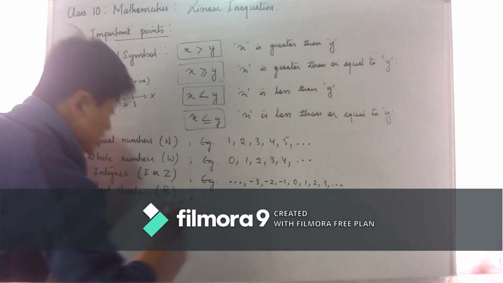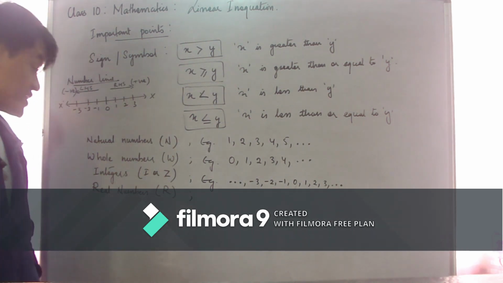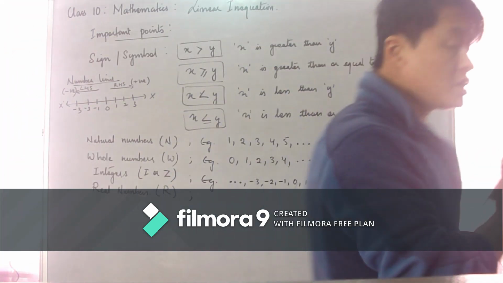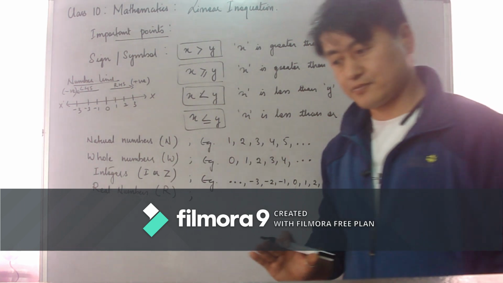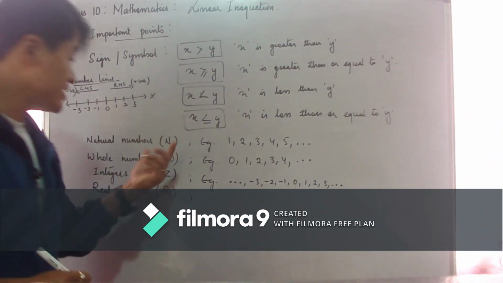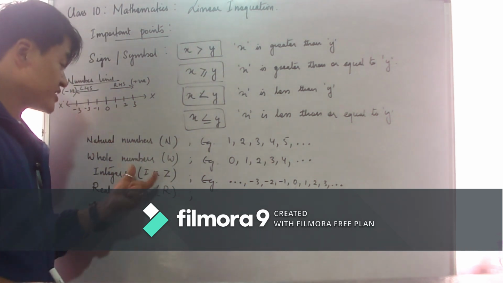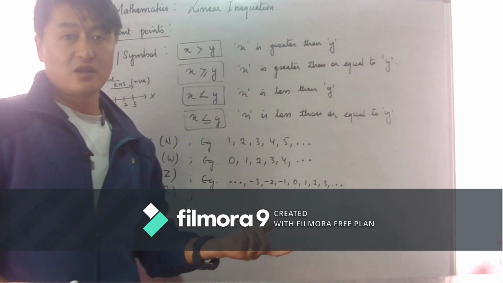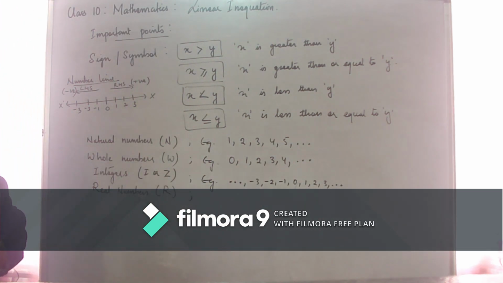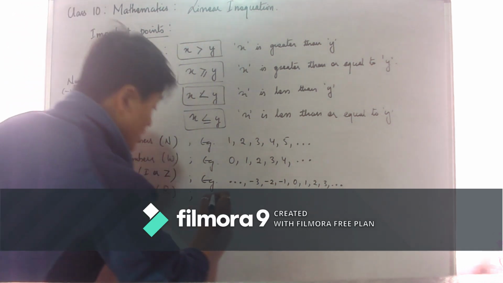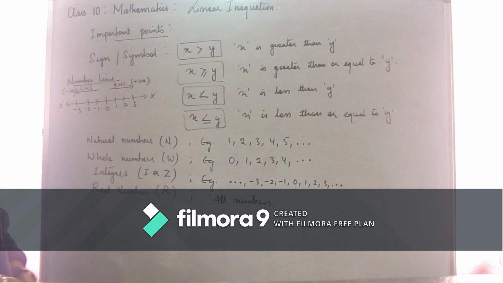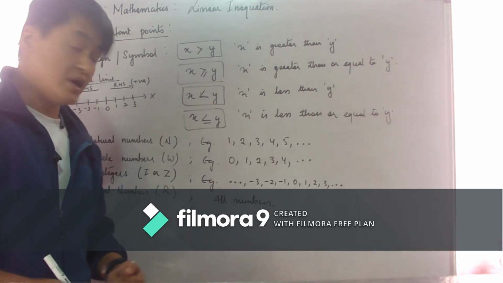Now the last one, the real numbers. What are real numbers? The real numbers are all the numbers that exist in the universe. It can be a natural number, a whole number, an integer, a rational number, or an irrational number. All numbers that exist are the real numbers.